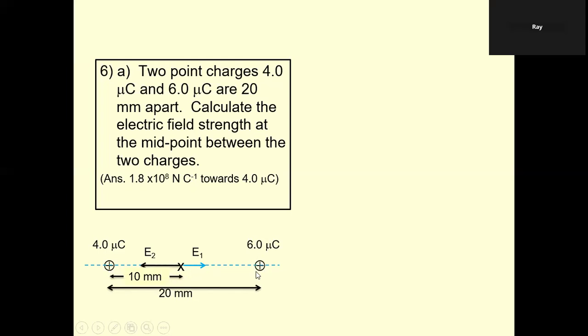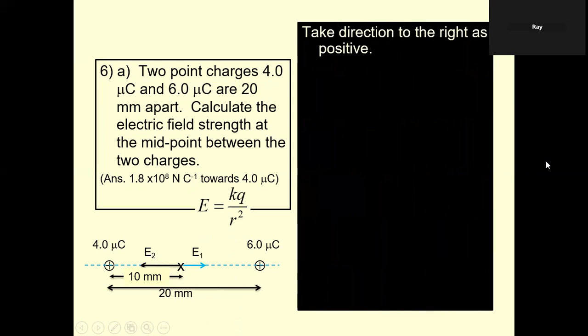Okay, due to this 6 one, that's your E2. Due to this 4 one, that's your E1. And remember, both are vectors. Electric field is vectors. Right? So that's the formula to calculate the electric field. Take direction to the right as positive. It's a vector. You have to choose a direction.